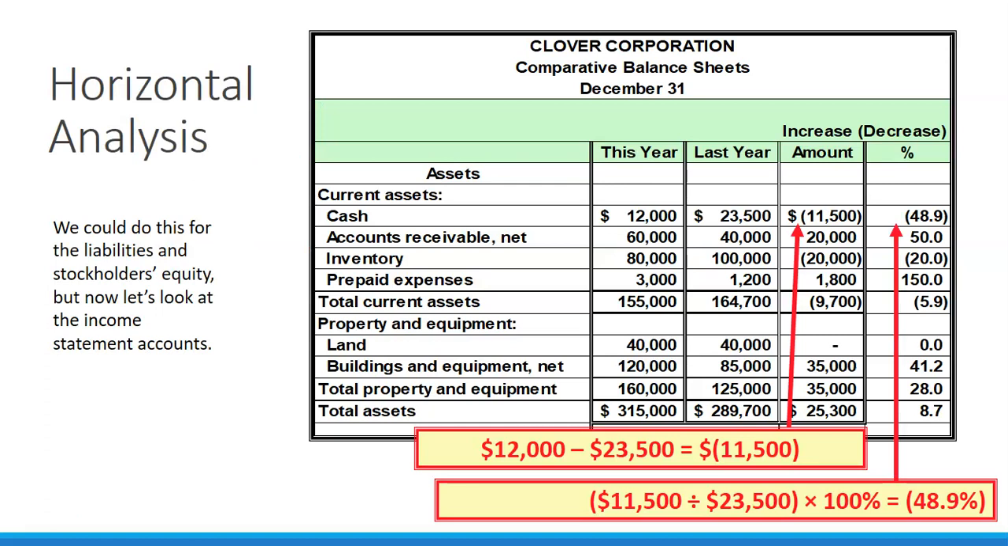So we can see here now that we've done that to this balance sheet, and this is just the assets section of the balance sheet. But we have that from this year to last year, we had a decrease in the amount of cash in our cash account, and that was a 48.9% decrease. So we take this year minus last year and then divide the difference by last year and take that times 100%.